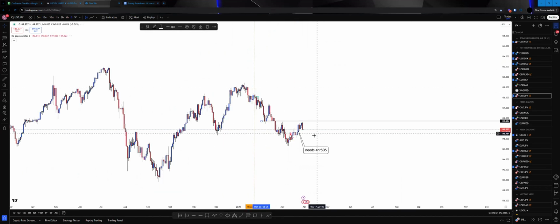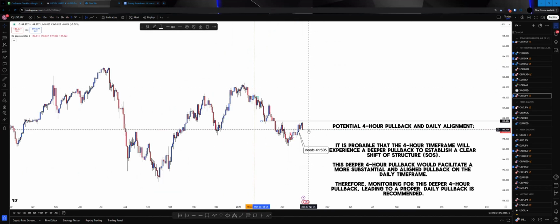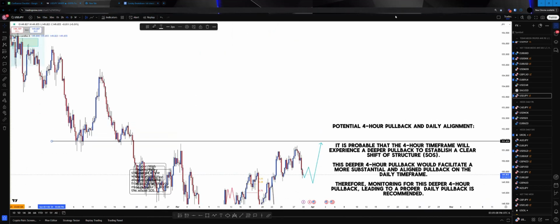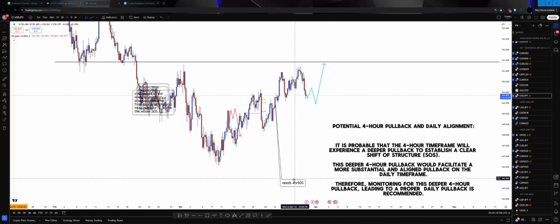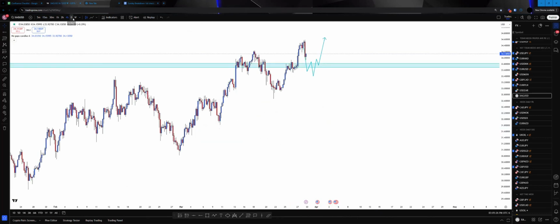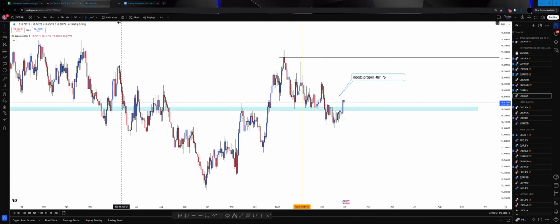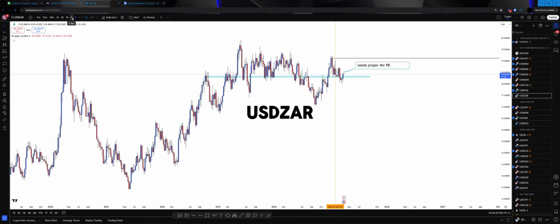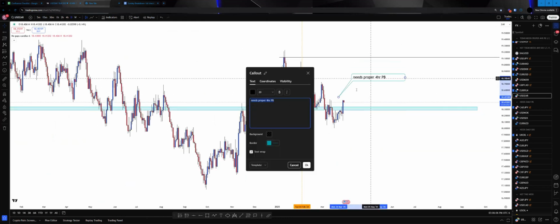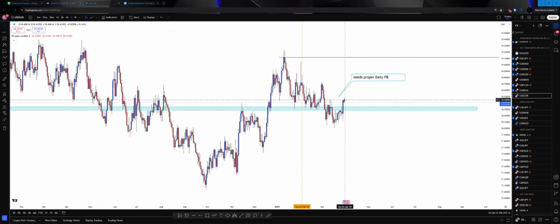What's the daily saying? The daily is bullish. Daily's having a pullback. What's the 4 hour saying? The 4 hour is saying that it needs a shift of structure. And back to silver, needs a 4 hour shift of structure. Since this is pro trend and we've had a weekly rejection, we actually need a proper 4 hour or daily pullback. Actually need a daily pullback now. So we're going to get a daily pullback and then we can start looking.